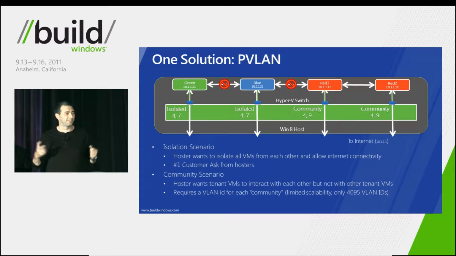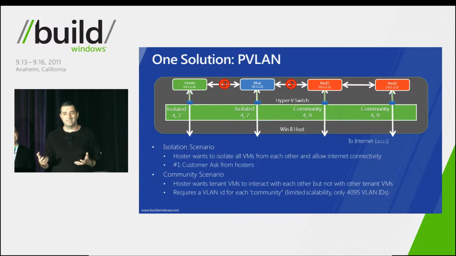I don't know if anyone here has ever tried to manage VLANs, and if you've tried to do this at scale, but there is this theoretical limitation of 4096 VLANs, and then there is this practical limitation of maybe 100, 150, and that's about it. You don't scale with VLANs.